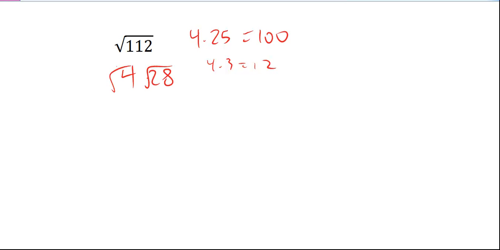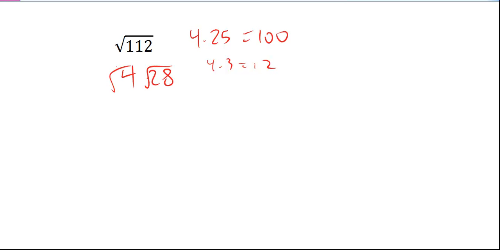The square root of 112. We can, again, maybe try some factors. 4, I'm pretty sure, is going to go into this. 4 times, well, again, some of us need to work on this. 4 times 25 we know is 100. So I would need 12 more, and 4 times 3 is 12. So that means 4 times 28 is 112.